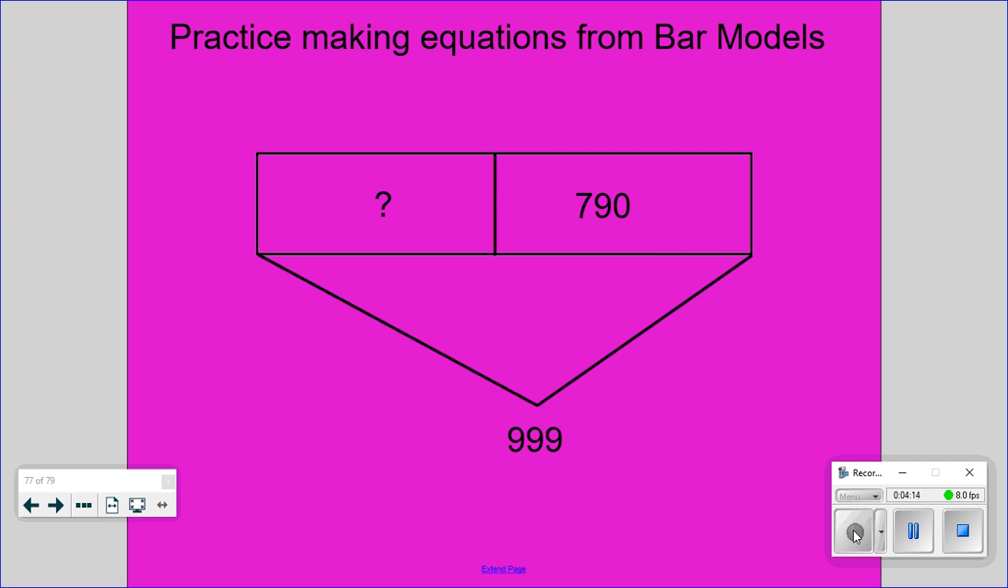Autumn, which one of these numbers or spaces is my whole? 999 is my whole. You should have a W down there. Annabella, what about my part? Question mark, that's a part. Brenda, what about my other part? 790 is my other part. Very good. What equation can I make now?